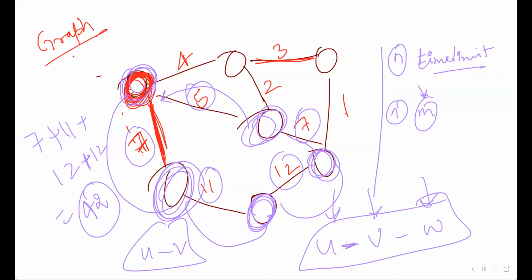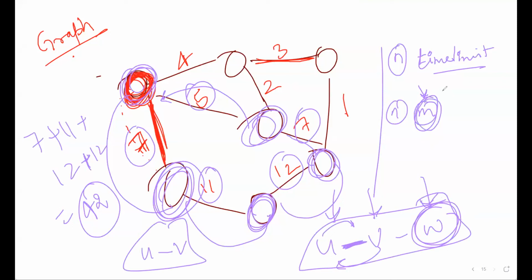Since you can use the road from going to U to V and V to U, it is an undirected graph, you can think of it like that. Or a two directional road. You can use it to go in both directions. And this W is nothing but the time taken to travel through this road.